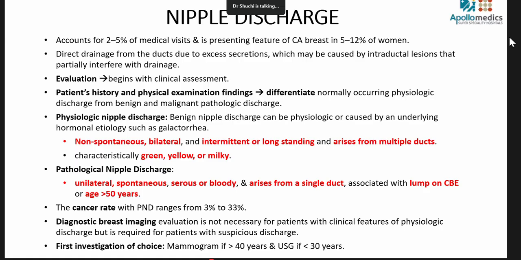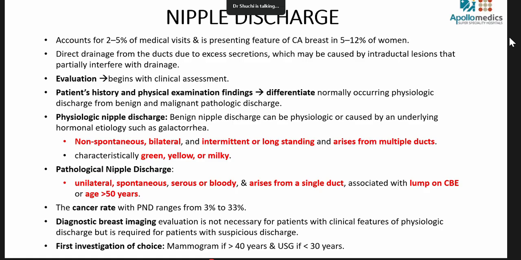Evaluation is again clinical assessment, history, and examination findings. Discharge is of two types: physiological and pathological. Physiological is galactorrhea, as I told you with hyperprolactinemia: non-spontaneous, bilateral, intermittent, long-standing, arising from multiple ducts, characteristically green, yellow, and milky. Pathological is unilateral, spontaneous, serous or bloody, arising from a single duct, can be associated with a lump, and more than 50 years of age. The cancer rate in pathological nipple discharge patients can vary from 3 to 33%. So for these patients a proper follow-up and workup is needed.